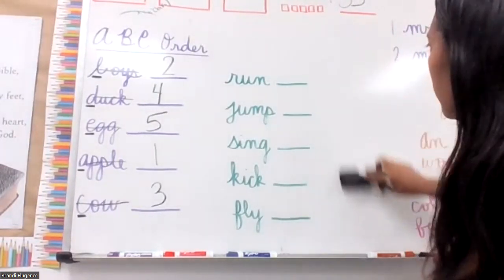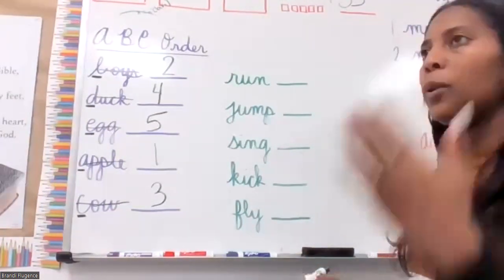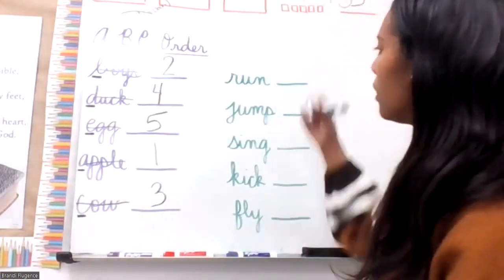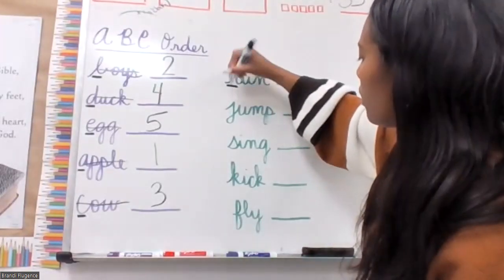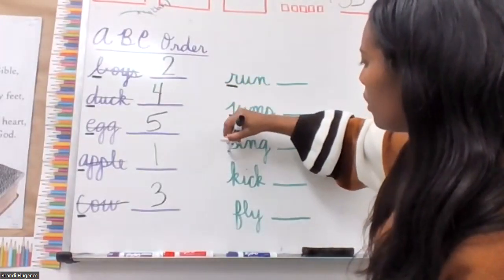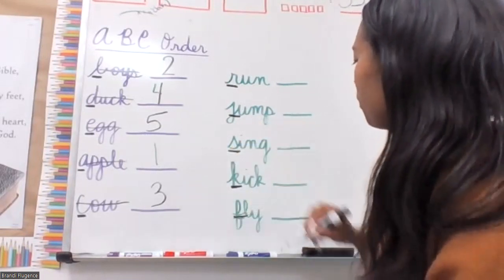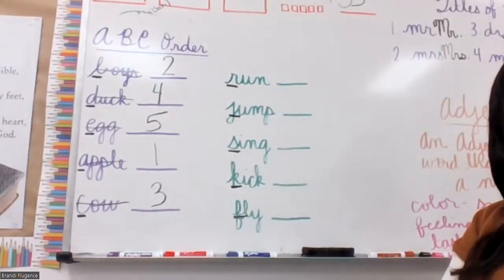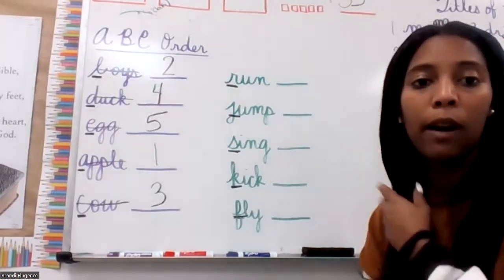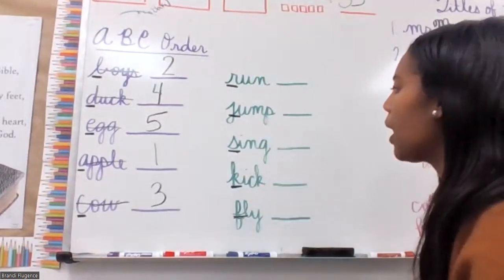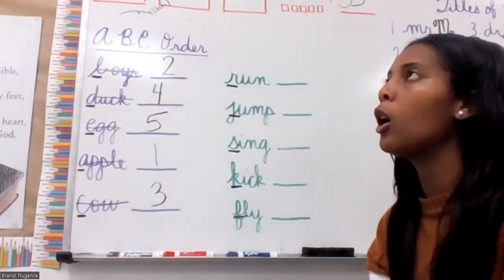Let's look at our second list. So again, when we're putting it in order of the alphabet, we look only at the first letter. So I have an R, a J, an S, K, and an F. All right, so let's go ahead and put them in order. So we start with our first letter of the alphabet, A. Do we have any words that start with an A? No. So we keep on going.